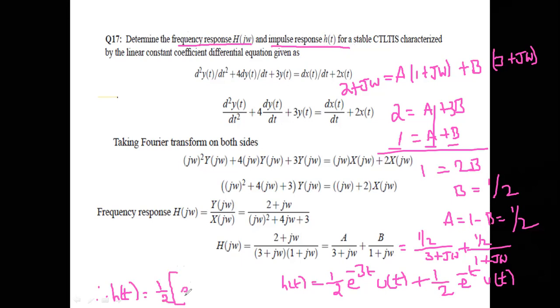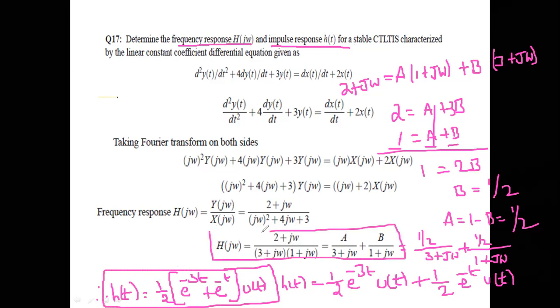The term is first term minus 3t plus e power minus t mu of t. This is the inverse Fourier transformation of H of j omega. This we can call a frequency response, because it is in the frequency j omega, and this is the impulse response.